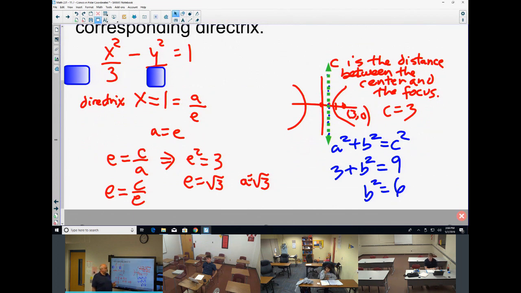All right, then once you have A and C, you can use this formula here to get B. So A squared is 3, C squared is 9, so A squared, 3, plus B squared is 9, so B squared is 6. That means 6 goes under there.